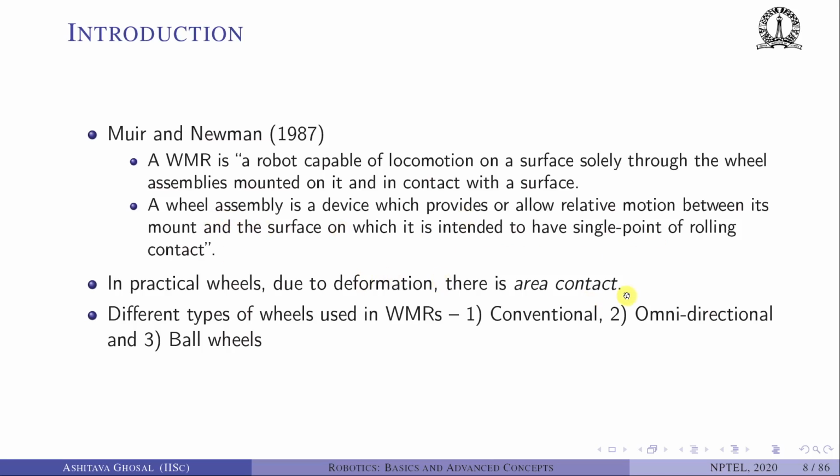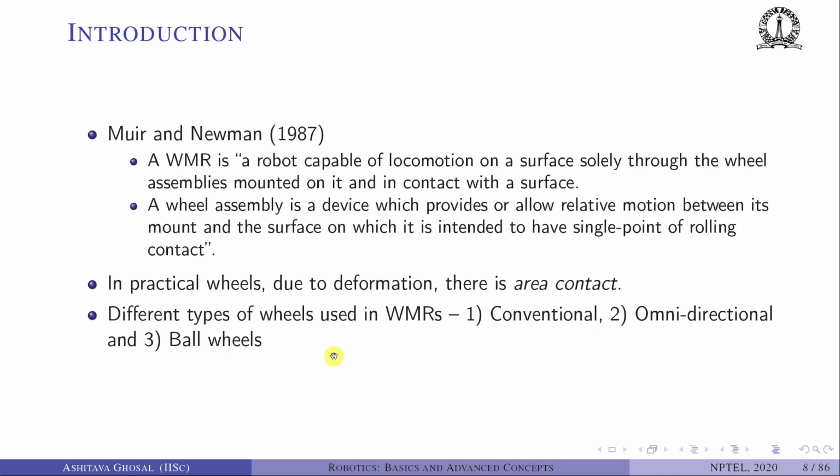So the important words are that it is capable of locomotion on a surface. The other important words are single point of rolling contact. Most of the time, this is not really correct. The contact is never a point contact. In practical wheels, due to the deformation of the wheel, there is area contact.